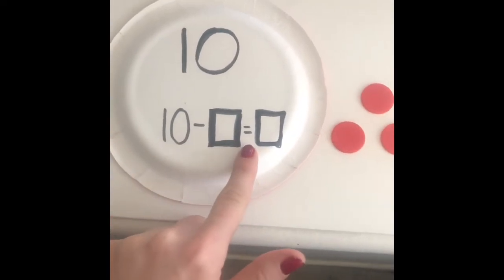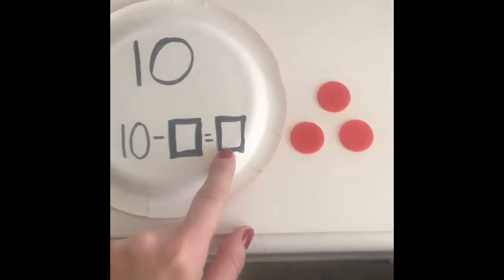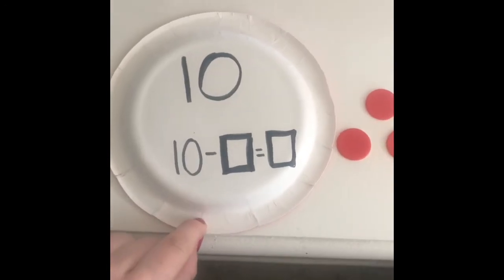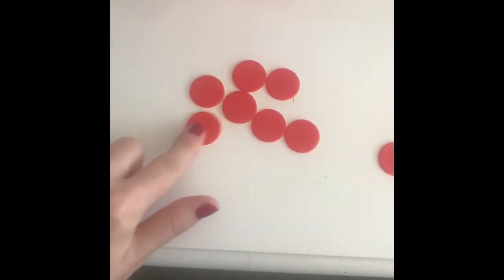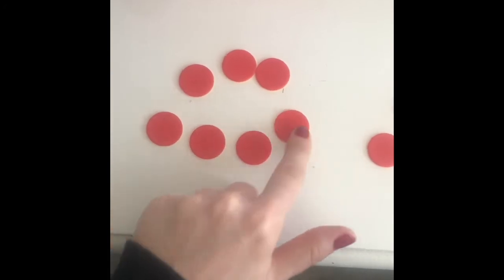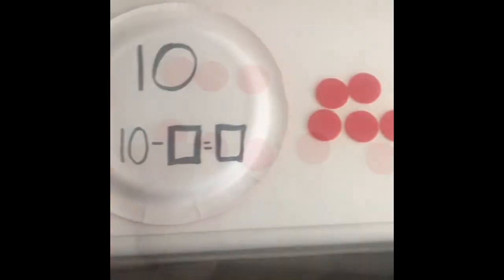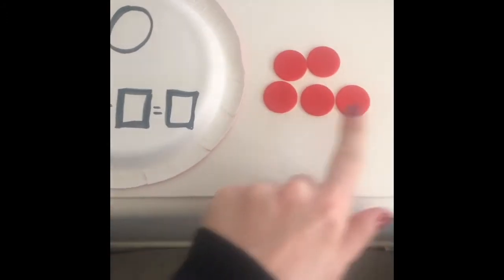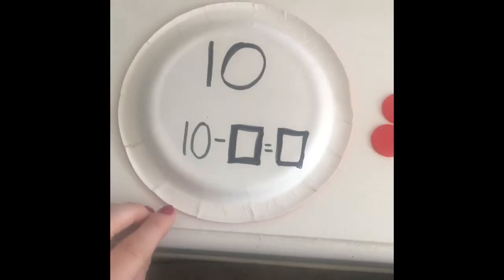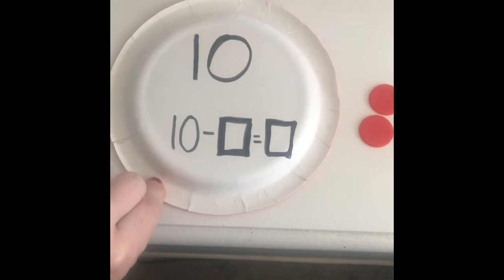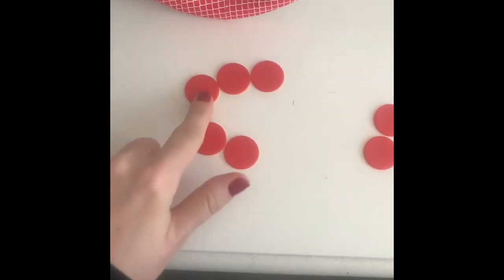10 minus how many equals 3? How many are under the plate if I'm showing you 3? Let's count. 1, 2, 3, 4, 5, 6. Yes, 7. So here it goes. I'm showing you 5. 1, 2, 3, 4, 5. 10 minus how many equals 5? How many are underneath the plate? Count. Count quickly. Here is the next one.